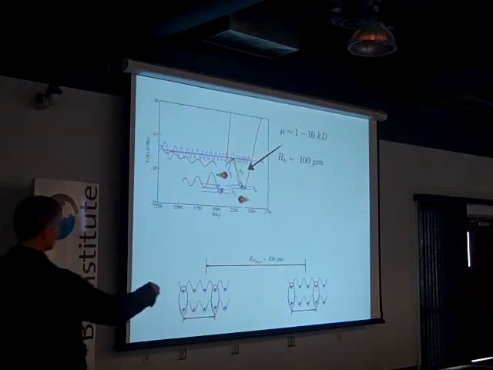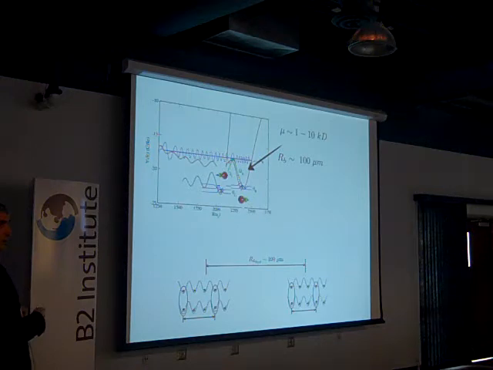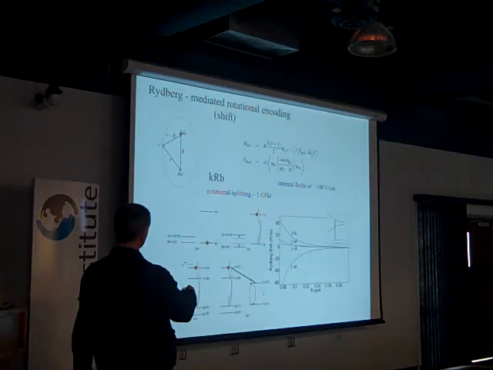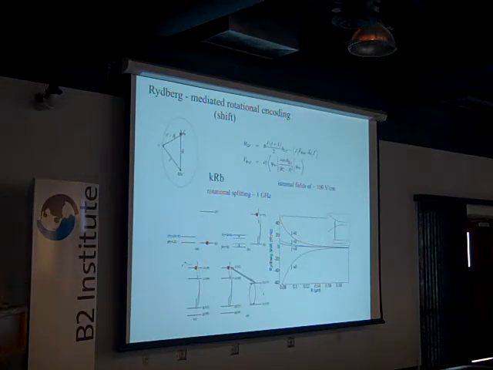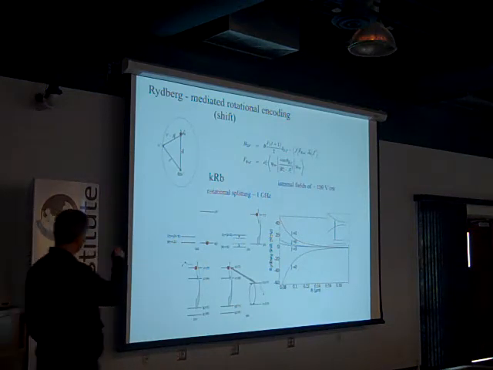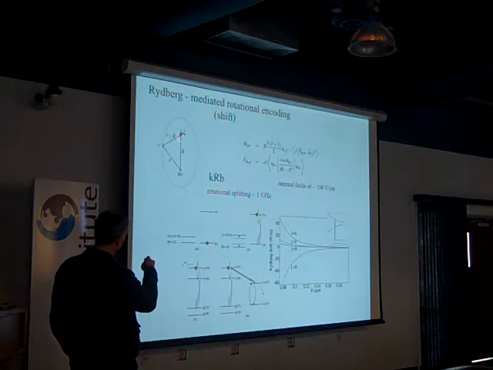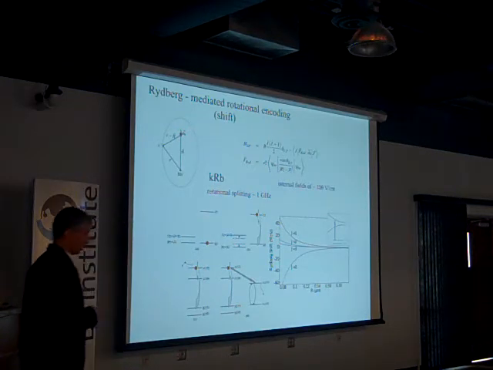Microscopic levels of distances, 100 microns, to create another excitation. And this way you create your phase gates. Now, why does this happen? It's because the Rydberg interaction with the molecule shifts. If you have a rotational molecule, it will shift the rotational levels.